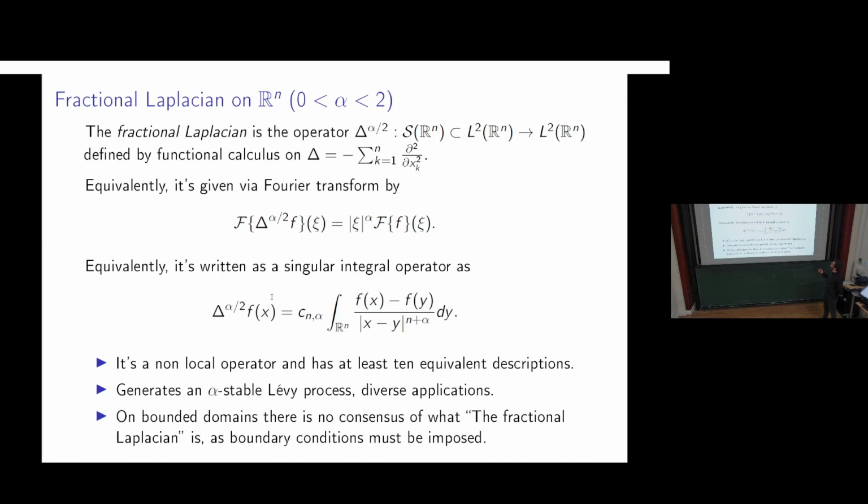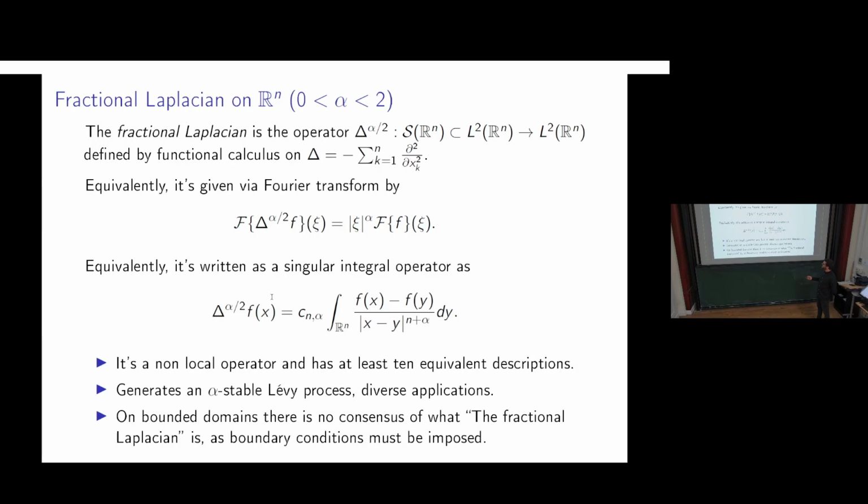So how do you define this operator? You have the actual Laplacian on Rn, and then you do functional calculus, right? And you have some nice descriptions of it. Via Fourier transform, you get that this fractional operator, this fractional power, has this symbol psi to the alpha, right? But it also has a really nice integral representation. This one here, and constants that depend on the dimension and this fractional parameter alpha.